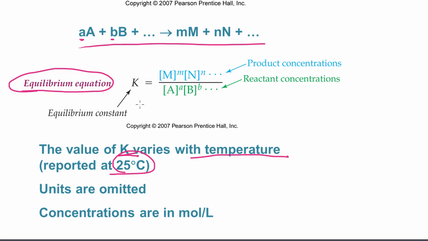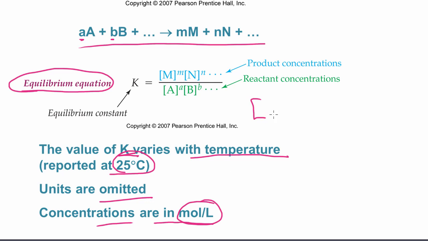When we calculate an equilibrium constant, K, we don't have to worry about units. This is the one time in chemistry we don't have to be concerned with the units. And concentrations are in moles per liter, so it's molarity. And you've all been in the lab, you have seen that concentration unit before.